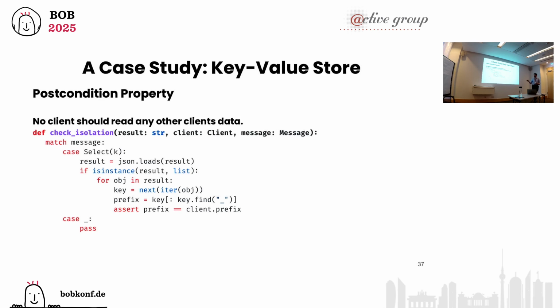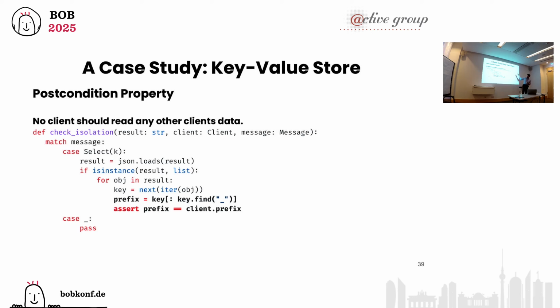And how I check that is if I see a select, I look at the prefixes of the records it gives me, like the prefixes of the keys in the records. And I should only ever read my own messages if I'm running a select query as a client, right?